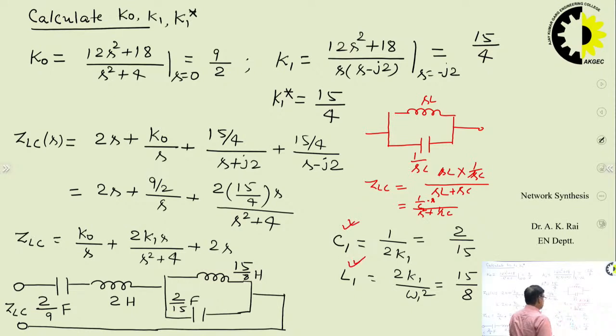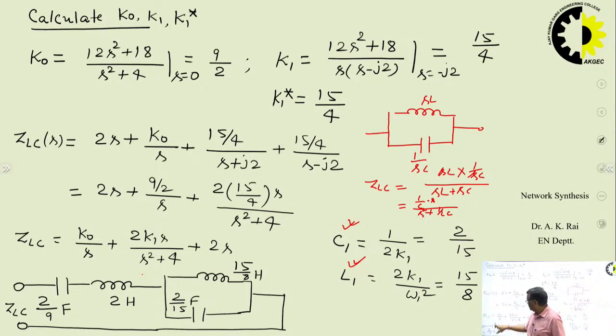Just if you are not remembering this expression for C1 and L1, very simple. Just connect an LC in parallel, find the equivalent impedance, and try to compare with this twice k1s upon s square plus 4. We can get this. So we have C1 is 2 by 15 and L1 is 15 by 8. So this we can see here, 2 by 15 farad.